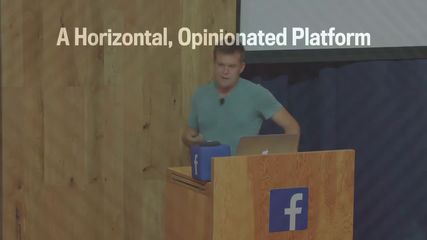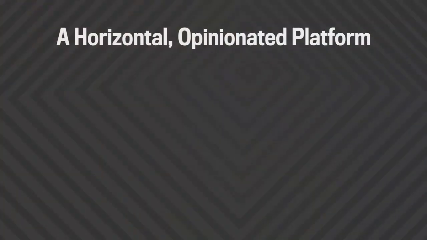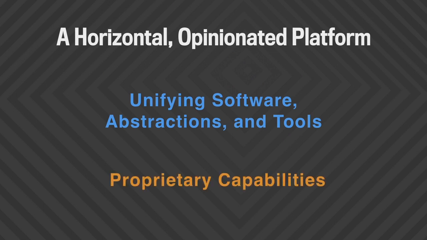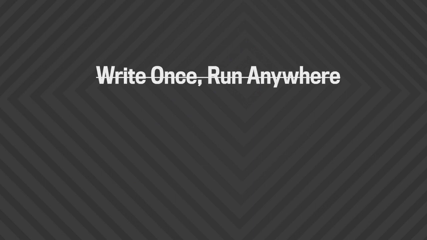So we call this a horizontal opinionated platform. What that means is that there's unifying software, unifying abstractions, and unifying tools, but structured in a way that you can still use the proprietary capabilities that customers expect. And famously, this is the motto of this: we are not chasing this write once, run anywhere unicorn that has been the pitfall of all pitfalls for these grandiose software abstractions, right?